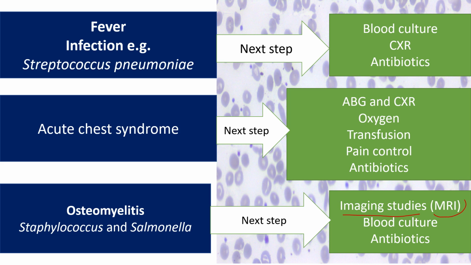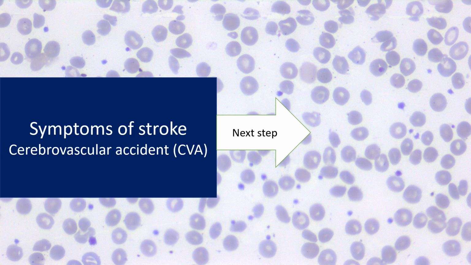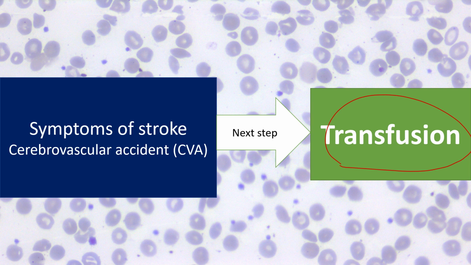studies. The most sensitive is MRI, plus blood cultures and IV antibiotics. A child with history of sickle cell disease presenting with symptoms of stroke, for example convulsions or hemiparesis, what is the best next step? Transfusion.